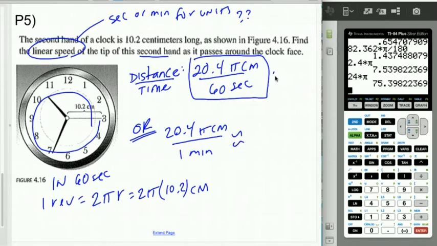And either of those is fine. You could find an approximate answer. You just have to make sure that your units are correct. So 20.4 pi is this.